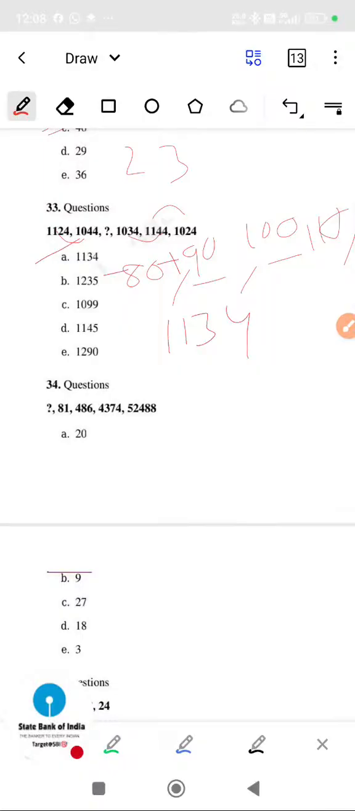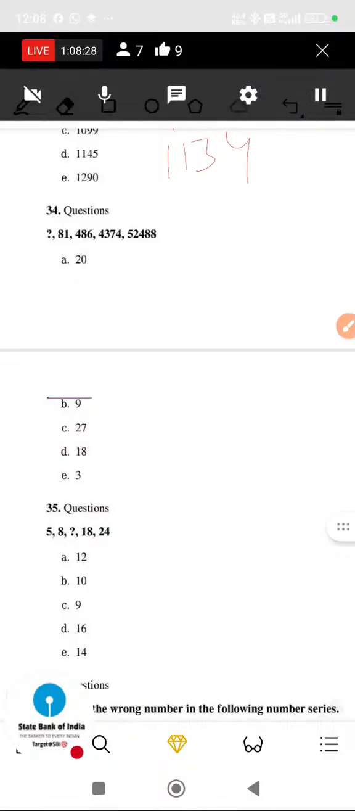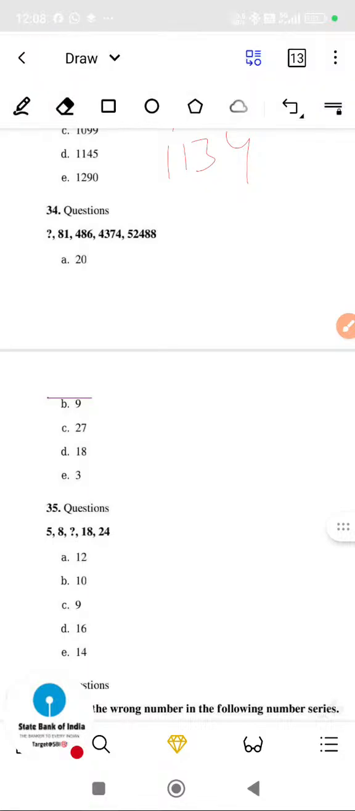Next, 34th question. Wait a second, power has gone. Power went off. So please try to solve question number 34 and comment the answer for this one. 34th one.